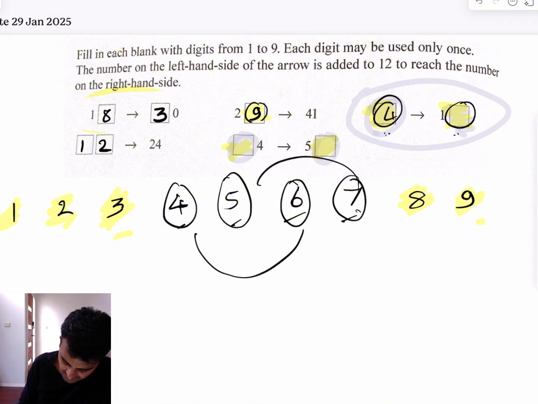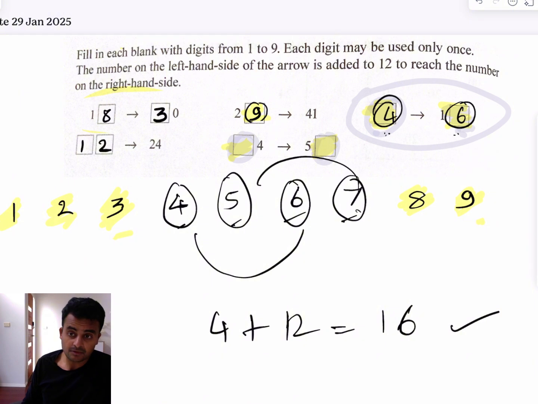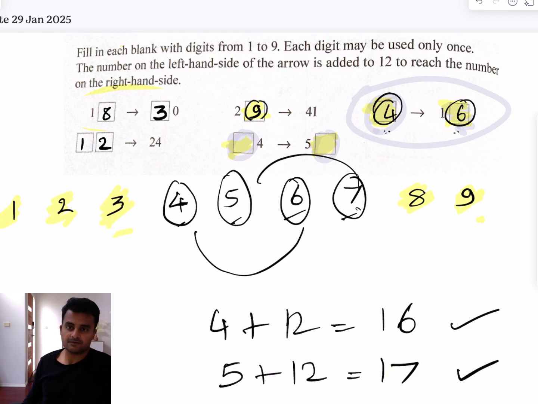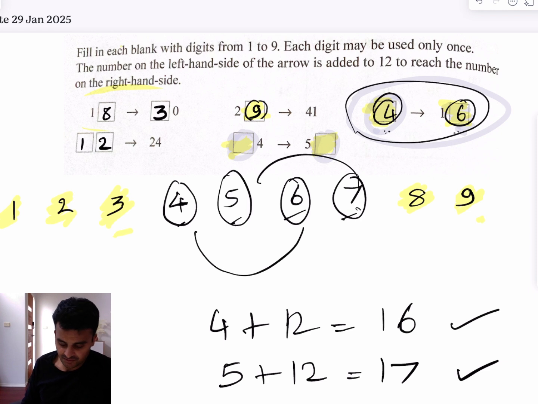So it's going to be 4 over here and 6 over here, which actually works. 4 plus 12 equals 16. Is this correct? So 4 and 6 can work. But let's see if 5 and 7 work. 5 plus 12 equals 17. Both of them work. What to do? We can't actually solve this one with this much information alone. Okay? So we need to do this in combination with the other problem.